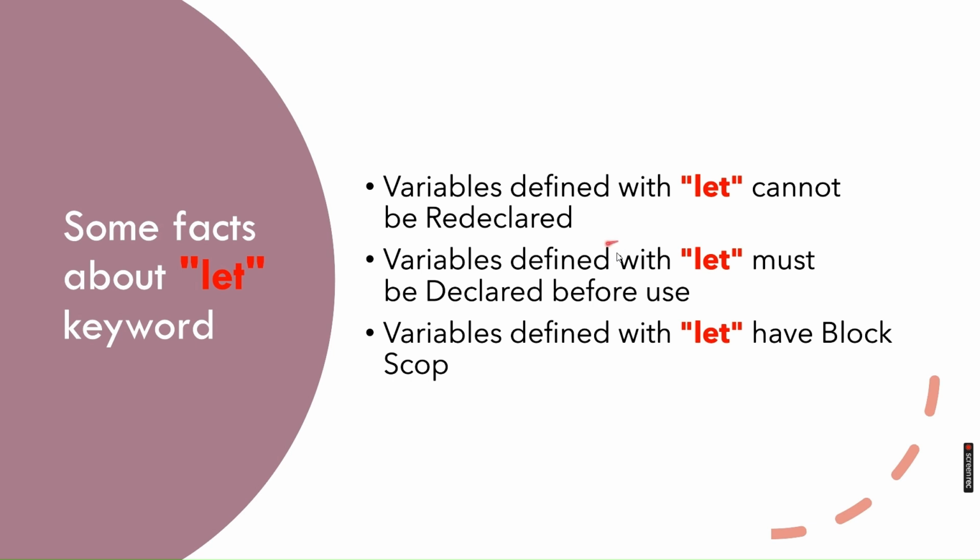Variables defined with the let keyword must be declared before use. So before we declare them, we can't access them. If we print it to the console, it will throw an error, or it will show you that the variable doesn't exist or is not declared yet. Variables defined with let have block scope. That means if we declare a variable with let under a function and try to access it outside the function, it will not be accessed and it will throw an error.